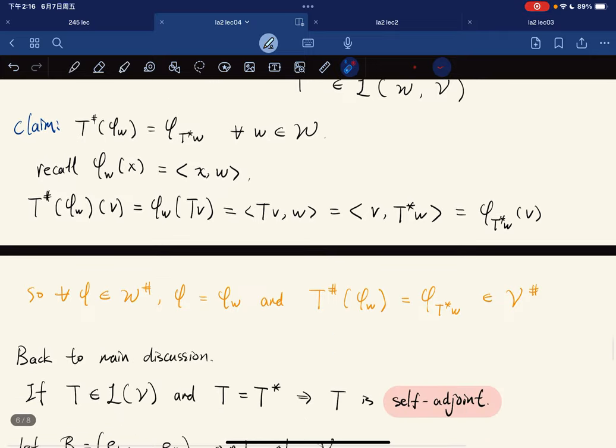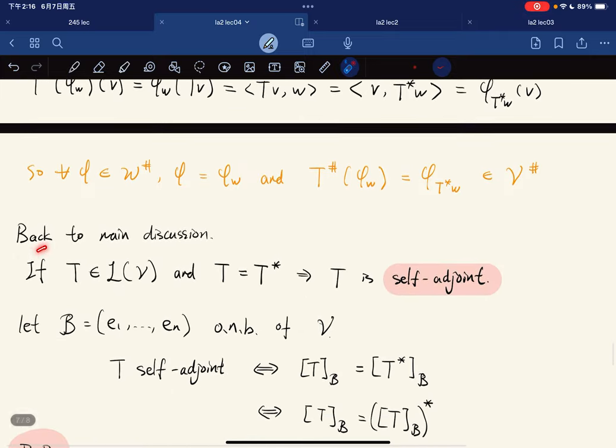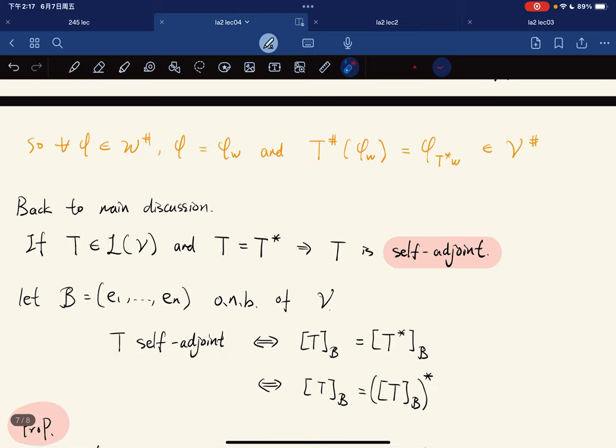Now, we have a special class of operators. If T is equal to T adjoint, then T is called self-adjoint. So T is self-adjoint means that this is equal to this, or the matrix is a self-adjoint matrix. We can associate a class of matrices called self-adjoint matrices. Basically, it is equal to its own conjugate transpose, a special class of matrices.